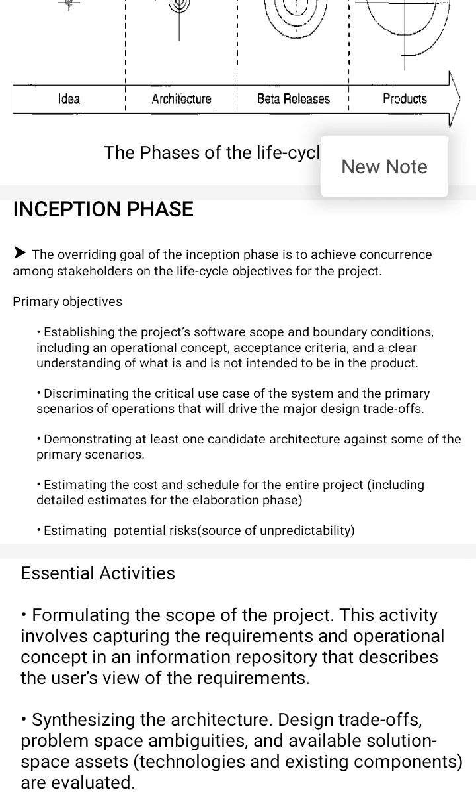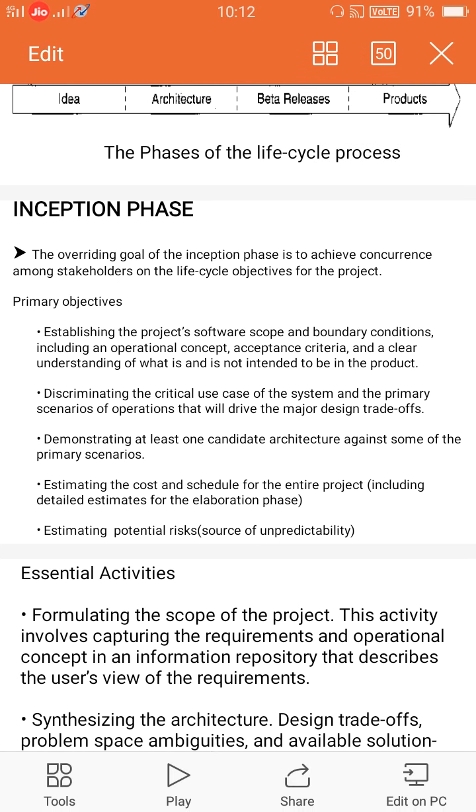The second is documenting the critical use cases of the system. The third is demonstrating at least one candidate architecture against some of the primary scenarios. The fourth is estimating cost and schedule for the entire project, and the fifth is estimating potential risk. So these are the primary objectives of the inception phase.